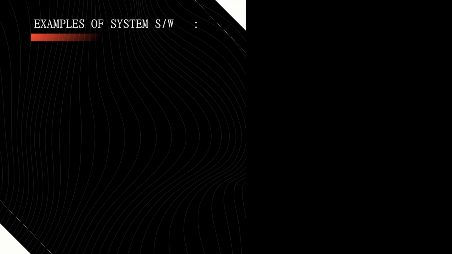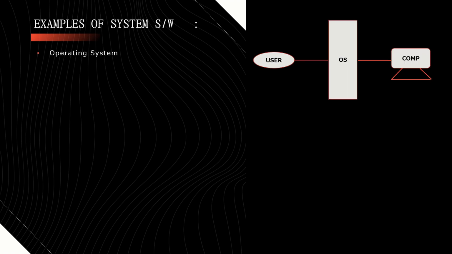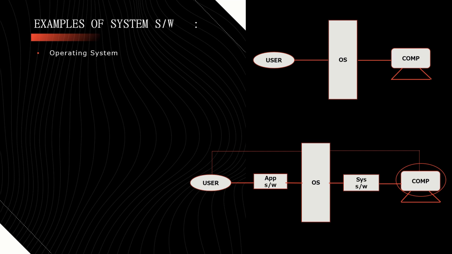Now we will see some examples of system software. Operating system. Operating system is a program or software that acts as an interface between the user and the system. Operating system not only acts as an interface between the user and the computer system, but also it coordinates both the system software and the application software.